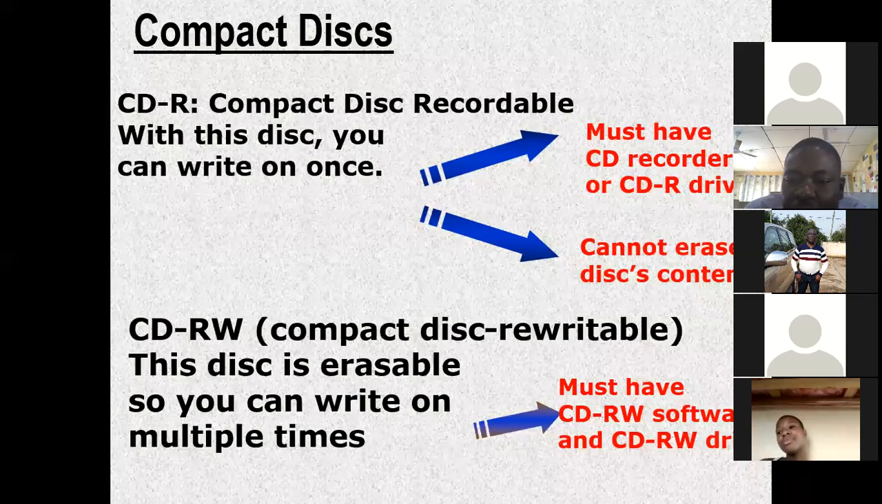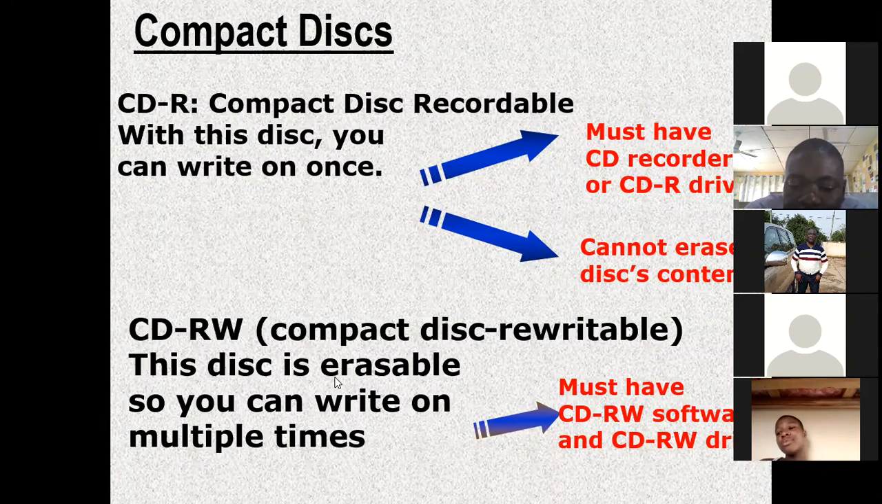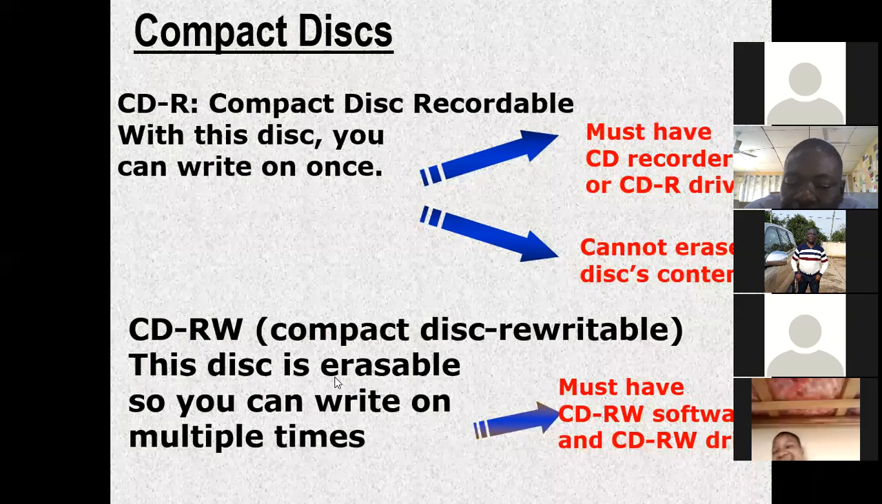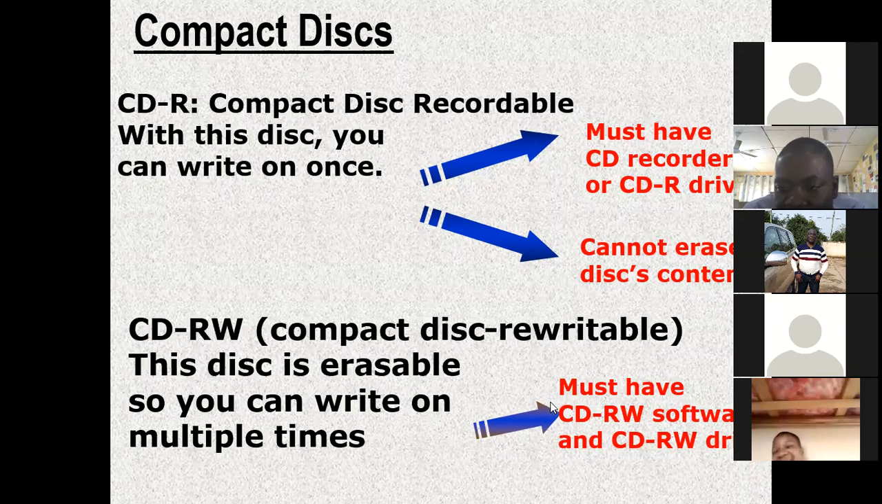Before you can write, you must have what we call a CDR drive, a drive to write the information. So once you write, you cannot erase the disk content again. But if you see CD rewritable, it means that the information on the disk can be erased, and then you write other information on it again. So this disk is erasable, and you can write on it many times. Again, you must have a CD drive.